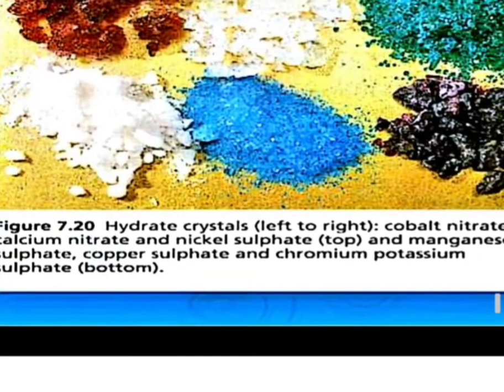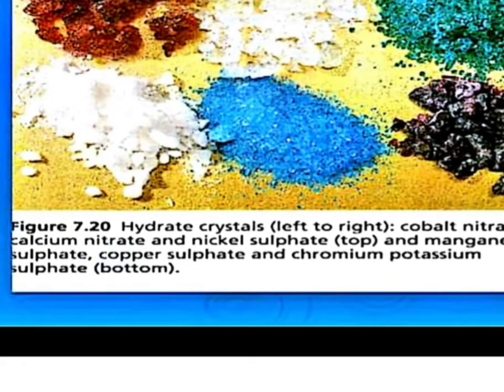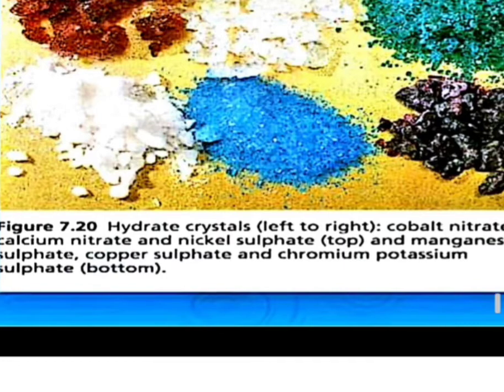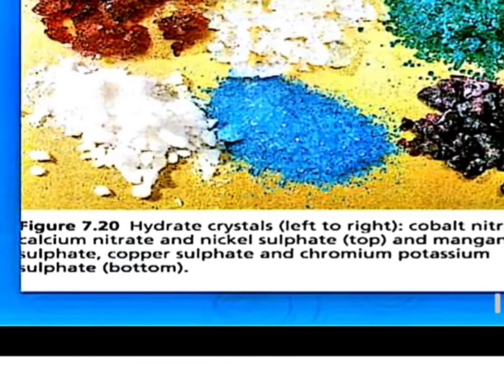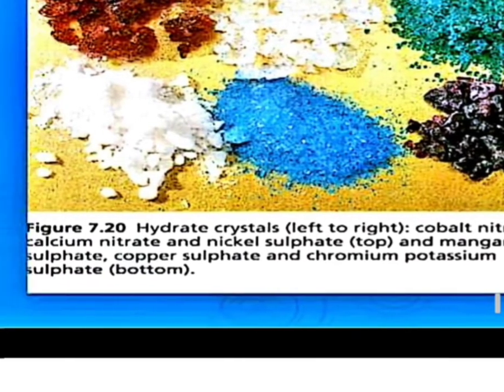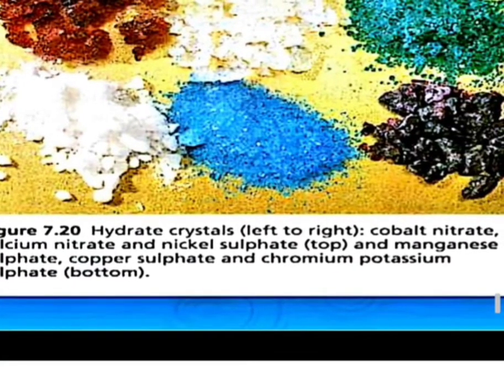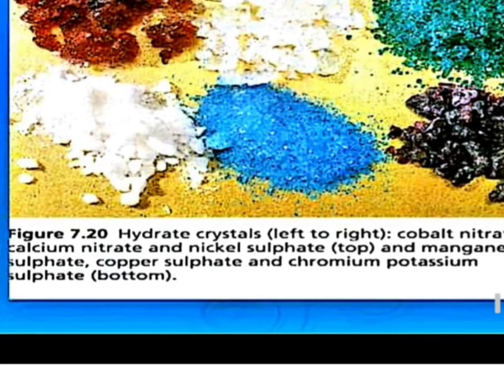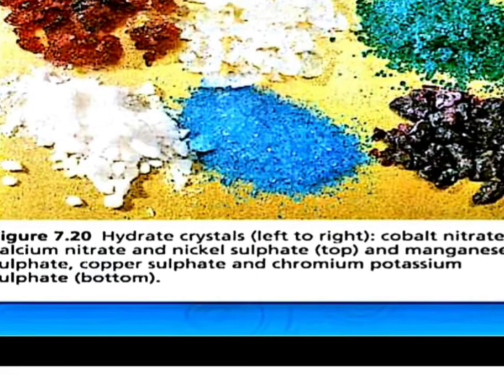See these colored hydrated crystals from left to right. First is cobalt nitrate, then calcium nitrate, then nickel sulfate at the top, and then manganese sulfate, copper sulfate, and chromium potassium sulfate. So they have water of crystallization with them, and so they are colored.